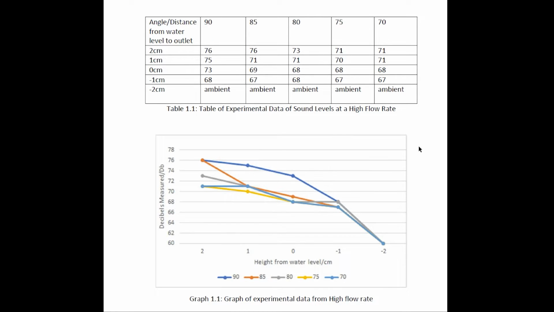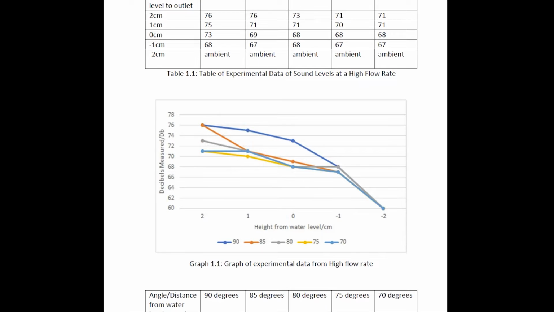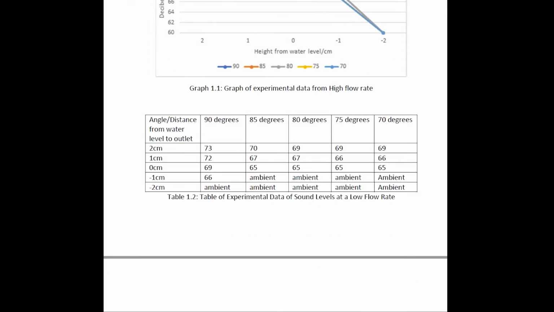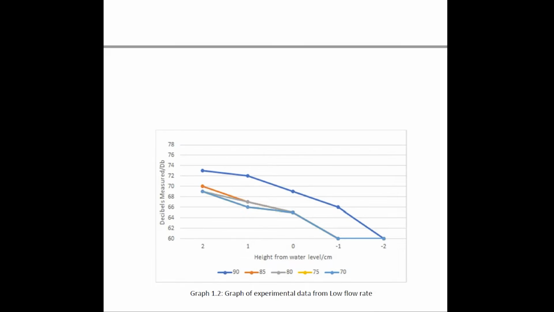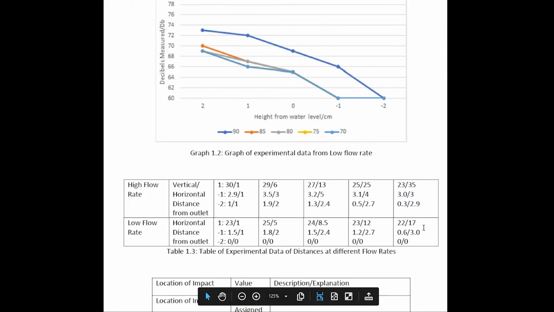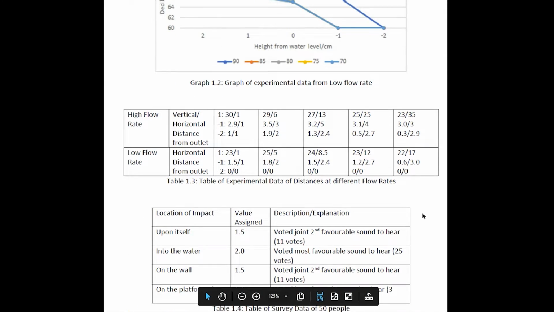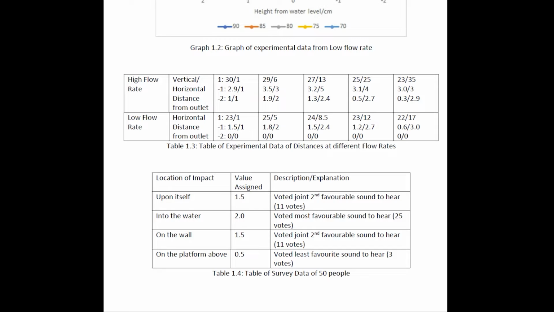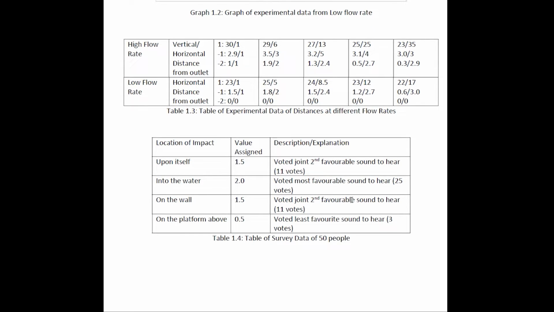Firstly, as you can see, we have a table of experimental data given at a high flow rate, after which we have plotted all the values onto a graph. Next, we have one done at the low flow rate. Similarly, the values are also plotted on the graph. And this is the table of experimental data of distances at different flow rates in terms of both the vertical and the horizontal distance. Lastly, in table 1.4, we have the survey data where we gave people the various sounds and the location of impact, and got them to rate which was the most favorable sound to hear while having a conversation.